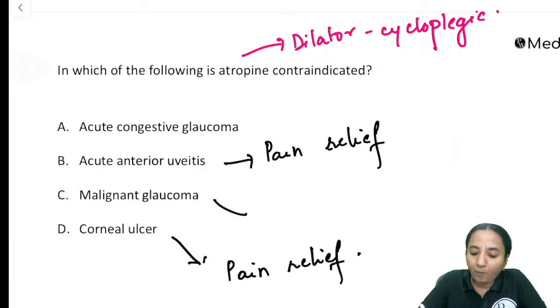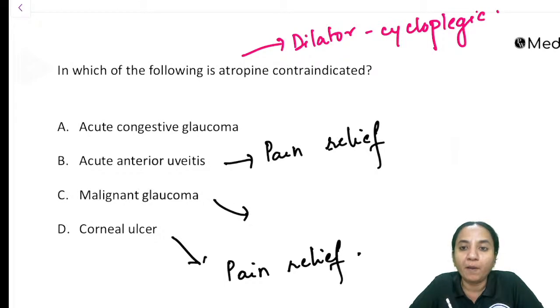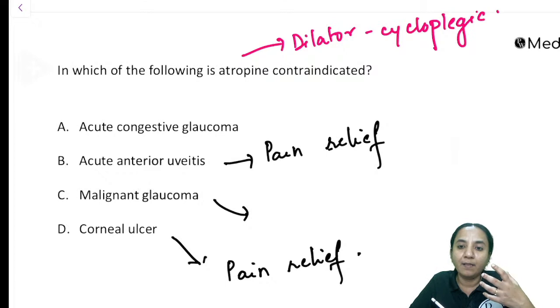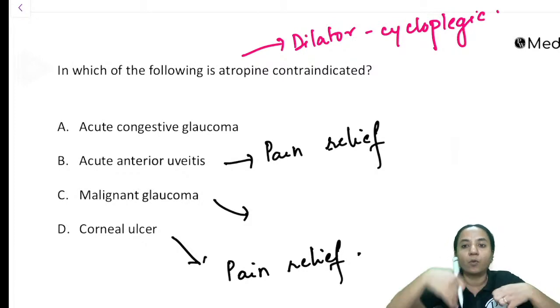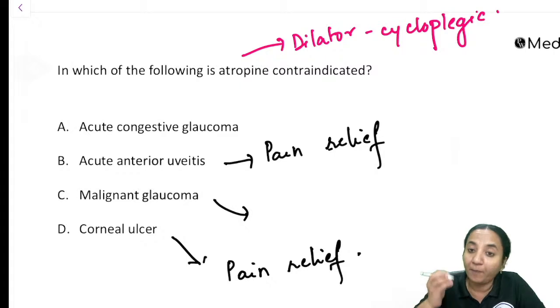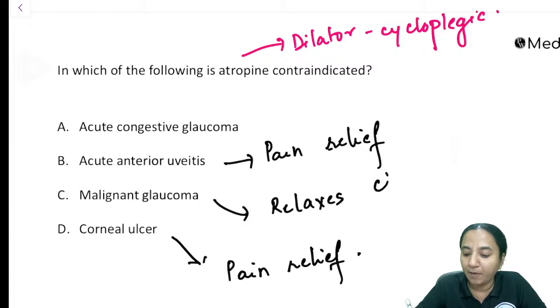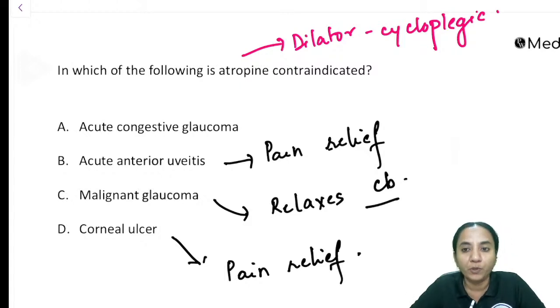In malignant glaucoma, what is the other name for malignant glaucoma? Malignant glaucoma is also called ciliary block glaucoma. What happens in this is that there is a malrotation of the ciliary body, as a result of which there is a posterior misdirection of the aqueous. So the ciliary body goes into spasm and it is malrotated, as a result of which the aqueous humor starts going backwards. That is malignant glaucoma. So here also, atropine is the drug of choice. Why? Because it relaxes the ciliary body and brings it back into position.